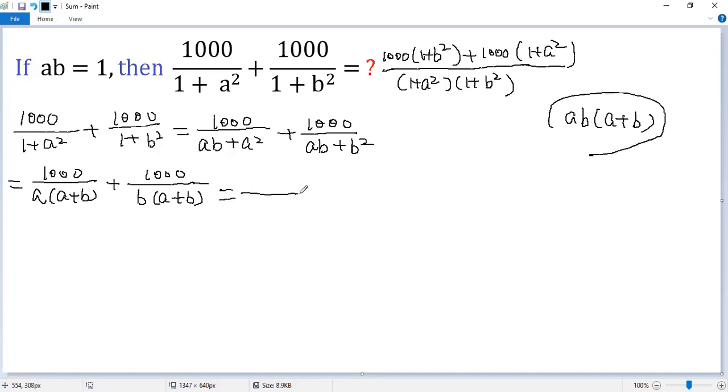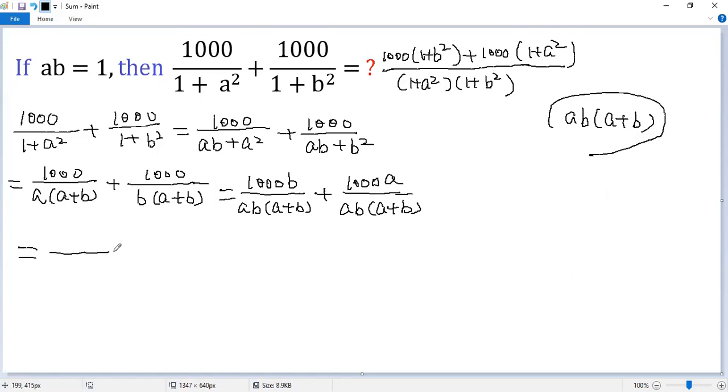So for the first fraction, multiply b. So we get 1000 times b over ab times a plus b. For the second fraction, top and bottom multiply by a. So we get 1000 times a, the bottom, a times b times a plus b. Now we can combine them.